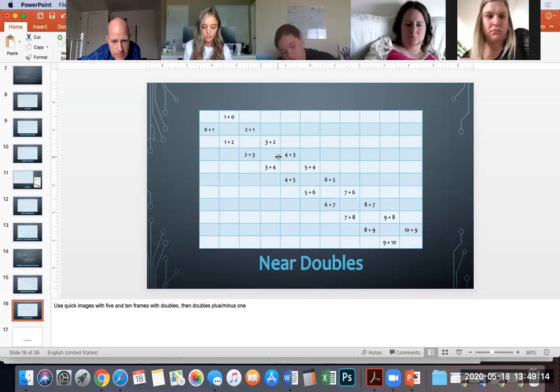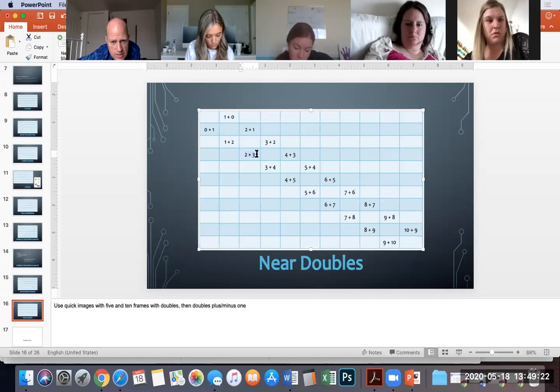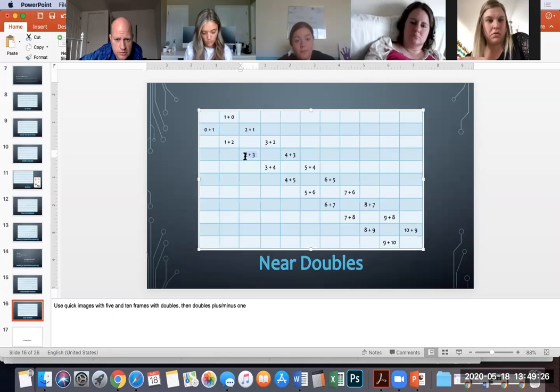Near doubles are great. We'll talk about how to do those. You take your double, like 2 plus 3, I can figure out by adding 2 plus 2 and then 1 more. 2 plus 2 is 4, plus 1 more is 5. So near doubles, you can memorize those.